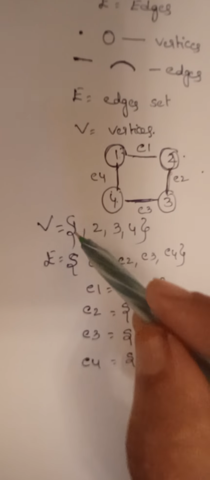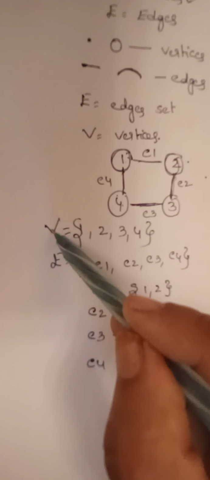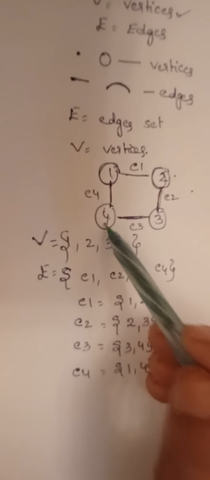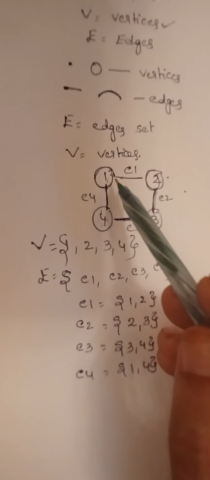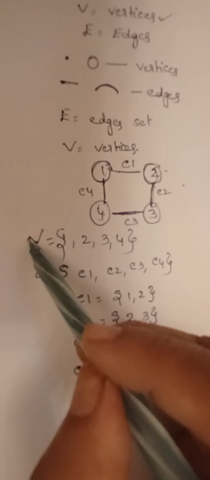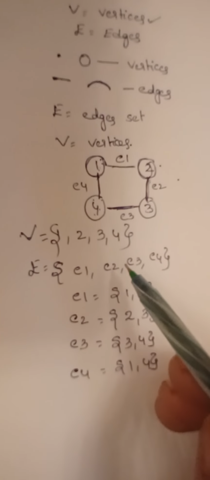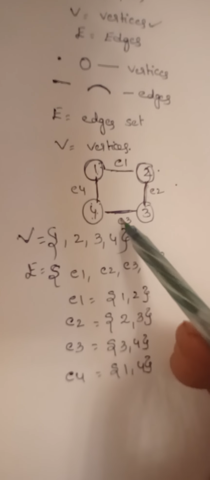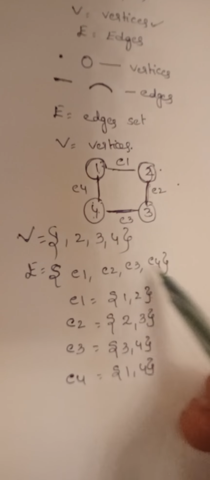This is called the vertex set. The vertex set is represented with capital V. How many vertexes are there? 1, 2, 3, 4. There are 4 vertexes in this example, and the vertex set is represented with capital V. Next, capital E means the set of edges. How many edges are there? There are 4 edges: E1, E2, E3, E4. E1, E2, E3, E4 is a collection of edges.